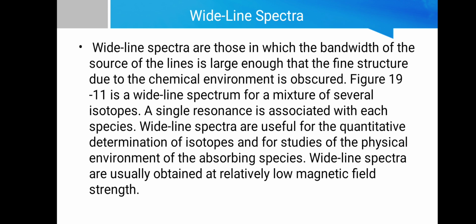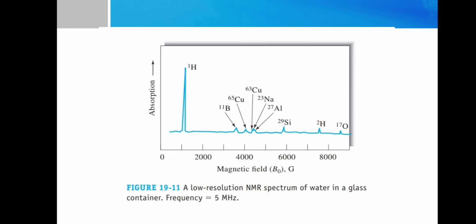Wide line spectra are used for the quantitative determination of isotopes and for studies of the physical environment of the absorbing species. Wide line spectra are usually obtained at relatively low magnetic field strength. So this is the wide line spectrum. It shows a low resolution NMR spectrum of water in a glass container. Frequency is equal to 5 MHz.